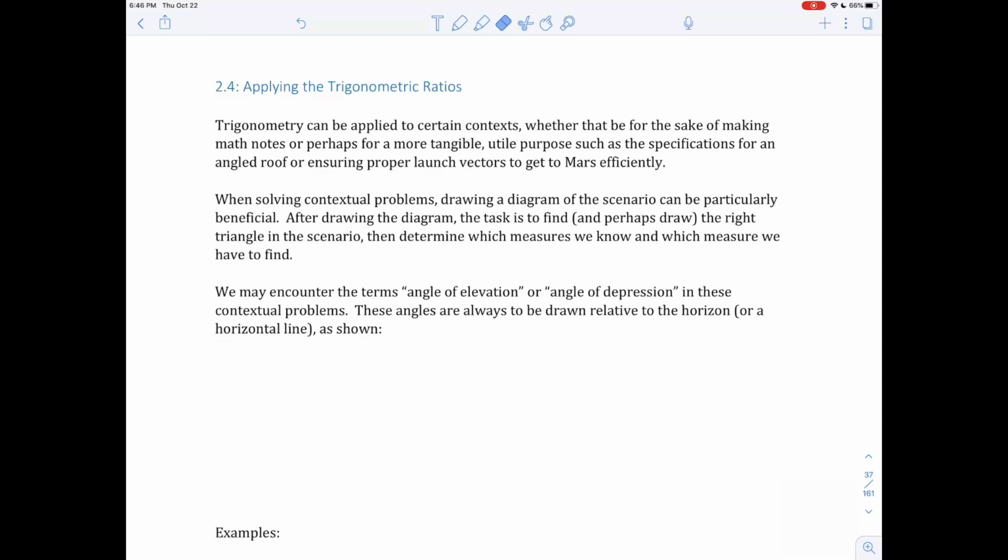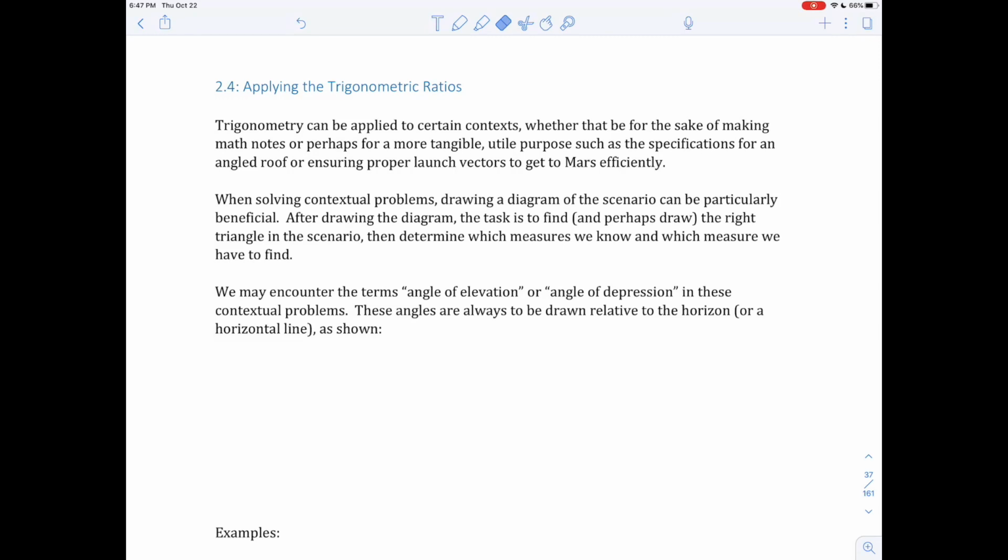We're going to be looking at some contextual problems. And in those scenarios, we're going to want to draw a diagram pretty much every single time. In drawing that diagram, we might see a triangle right away, or we might have to draw it in just to see exactly how it's anchored in there. But once we have that right triangle, we can determine which measures we know, which side lengths we know, which angles we know, and which of them we have to find for that particular context. Now, in doing all of that, we might encounter some new terms.